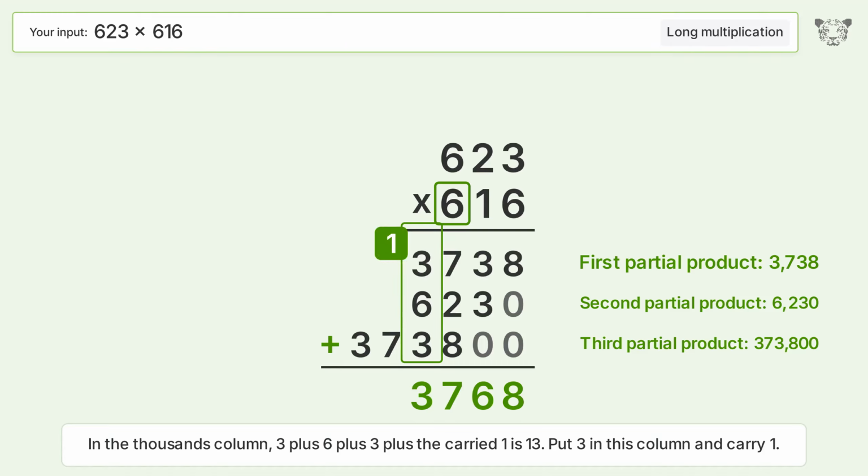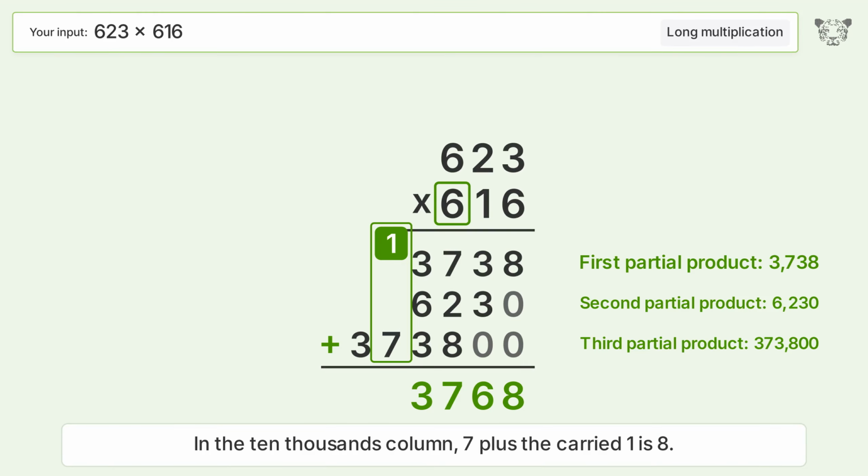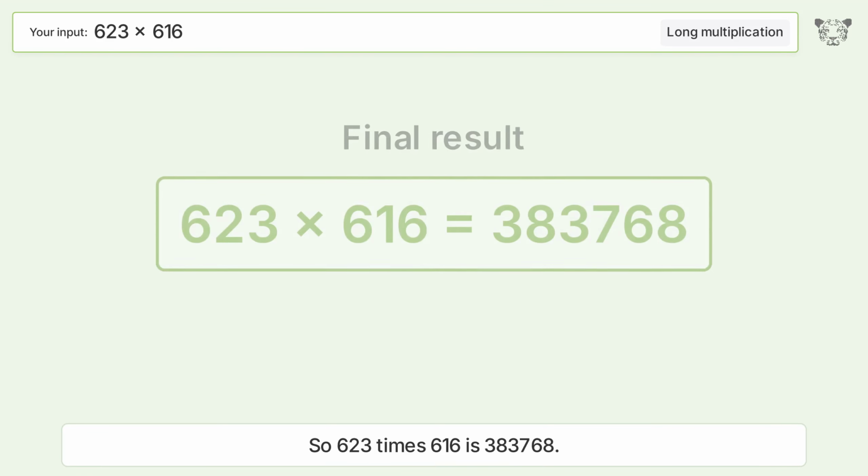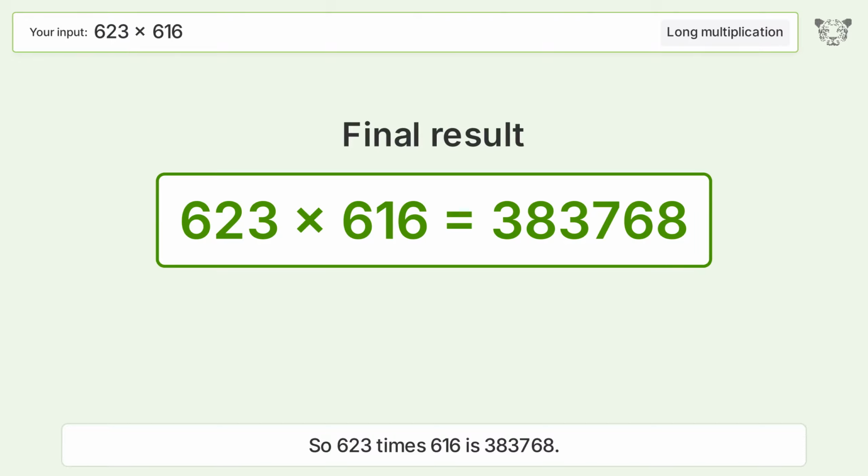Put 3 in this column and carry 1. In the 10,000s column, 7 plus the carried 1 is 8. In the 100,000s column, bring down 3. The product of the whole numbers is 383,768. So 623 times 616 is 383,768.